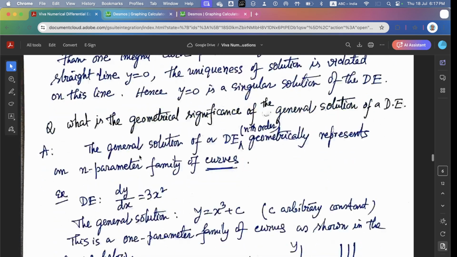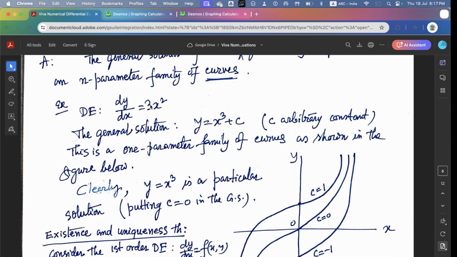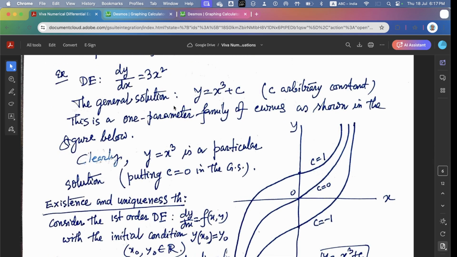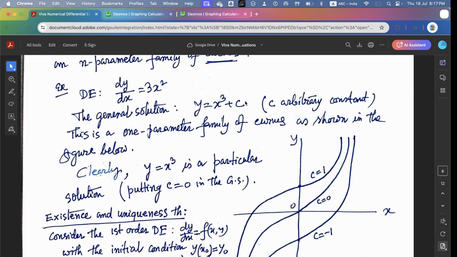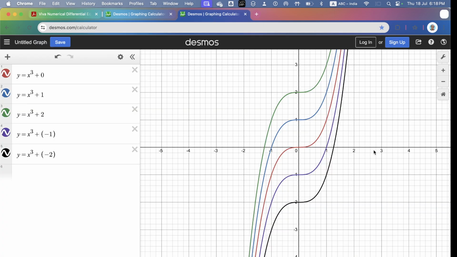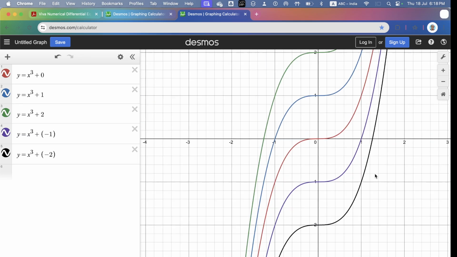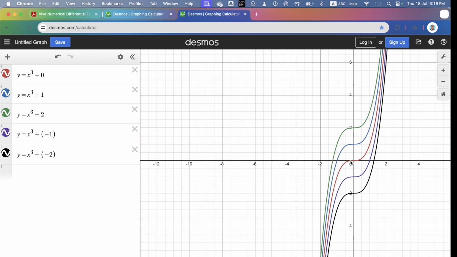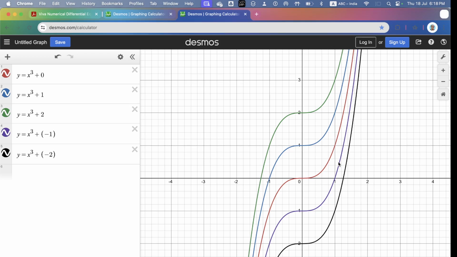For this example, dy/dx = 3x^2, the general solution is y = x^3 + c. Here c is an arbitrary constant, and the order of the differential equation is 1, so we get only one arbitrary constant. It is a one-parameter family of curves as shown in the figure below. For c equal to 0, this red curve; for c equal to 1, this green curve; and for c equal to 2, this other curve. So we get this family of curves, not only for integers but for any real number c.